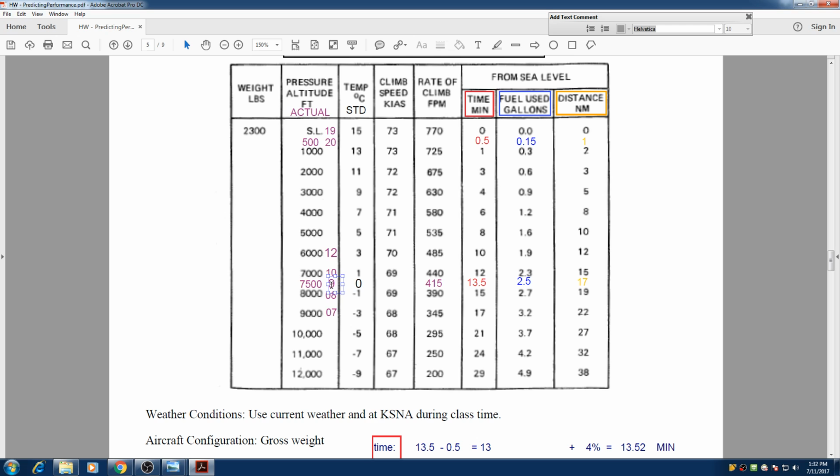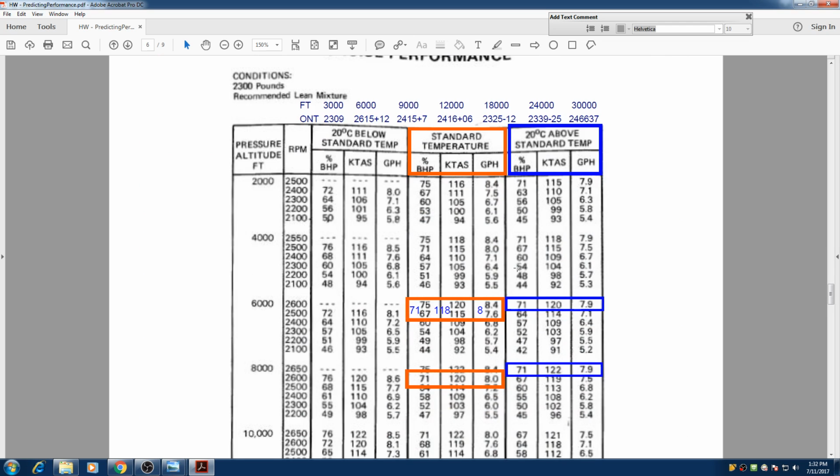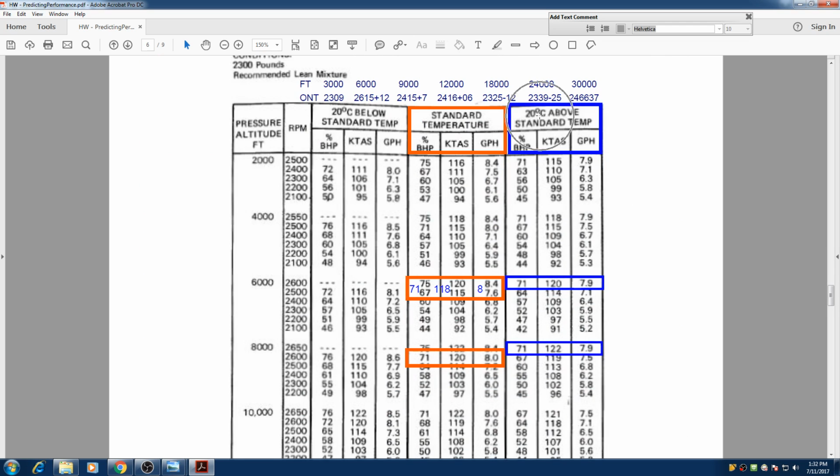If we look at this chart right here, our METAR says that today at sea level it is 19, so at 500 feet it's going to be 20 degrees, and our temperature at 7,500 feet is going to be 9 degrees Celsius based on the winds aloft information. So we are 9 degrees above standard. Now that we know that, we can easily find our values. This column is 20 degrees above standard, and this is standard, so 9 degrees is almost halfway between these two columns.